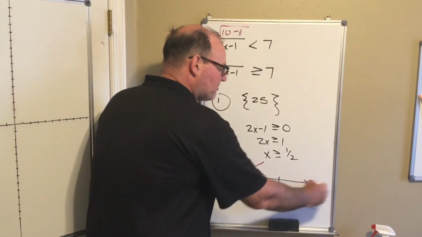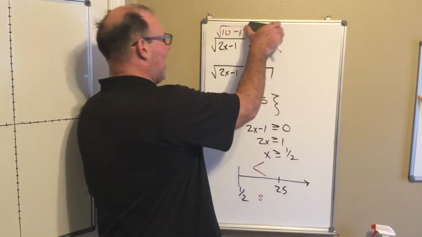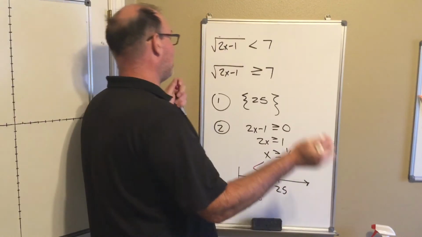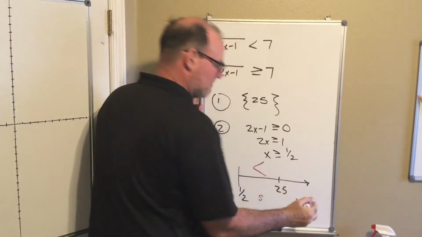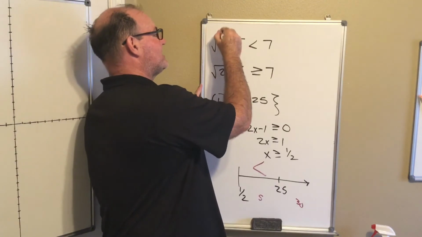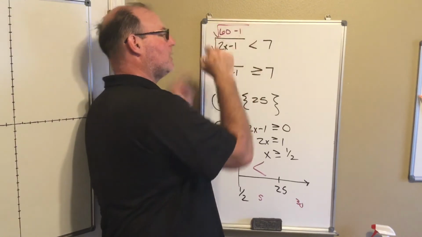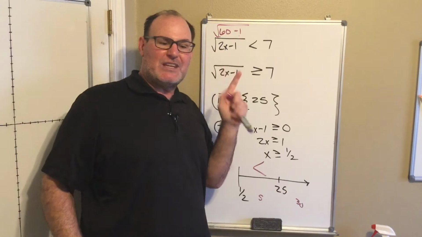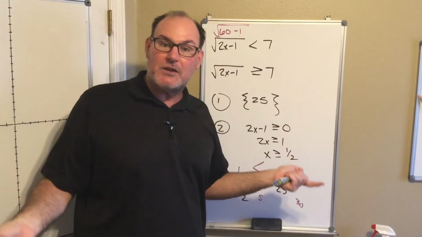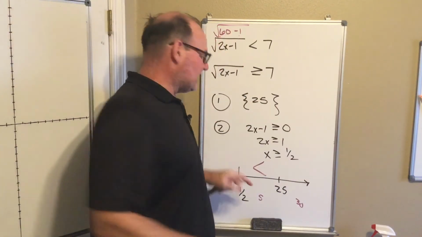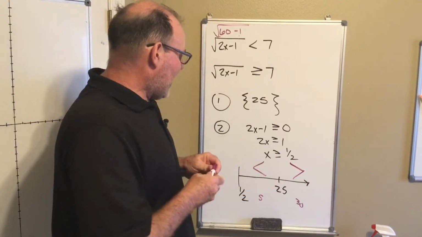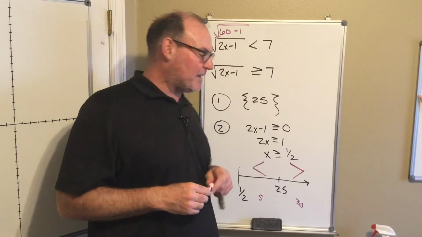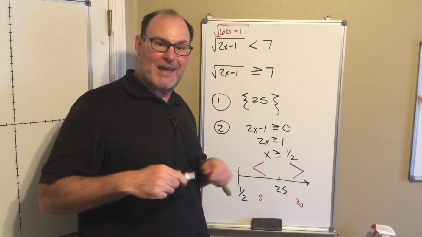And then in the interval from 25 to infinity, I'm going to pick something like, I don't know, something like 30. Doesn't really matter. So 2 times 30 is 60 minus 1. 60 minus 1 is 59, so you can, again, take your calculator. The square root of 59 is going to be bigger than 7. And so now I have my two intervals. I know what's happening in each of them, so I'm ready to write down my answer.